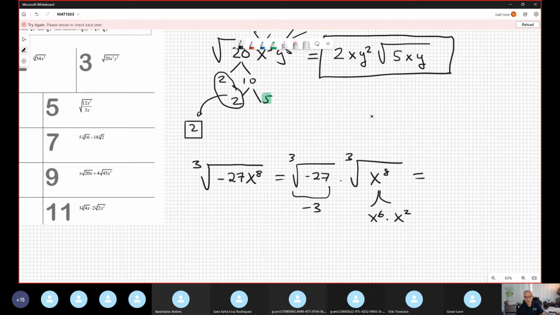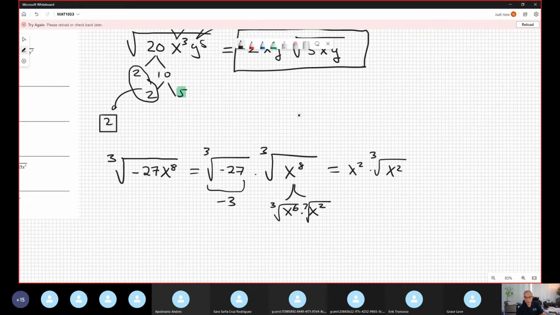Now it's super easy. Compute the cubic root of this. The cubic root is easy: 6 divided by 3 is 2. And we stay with the cubic root of x squared. And professor, can we not simplify this? No. The answer is no.